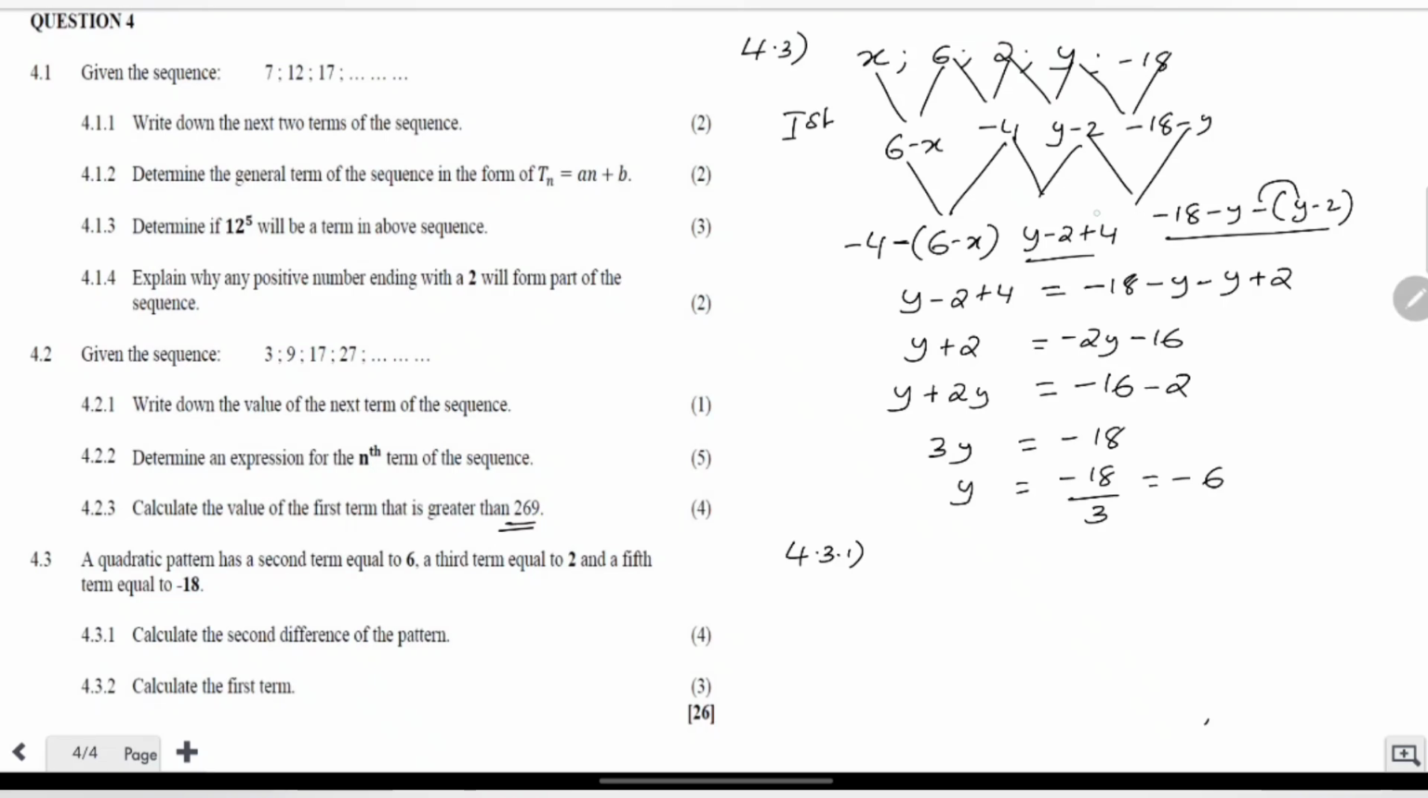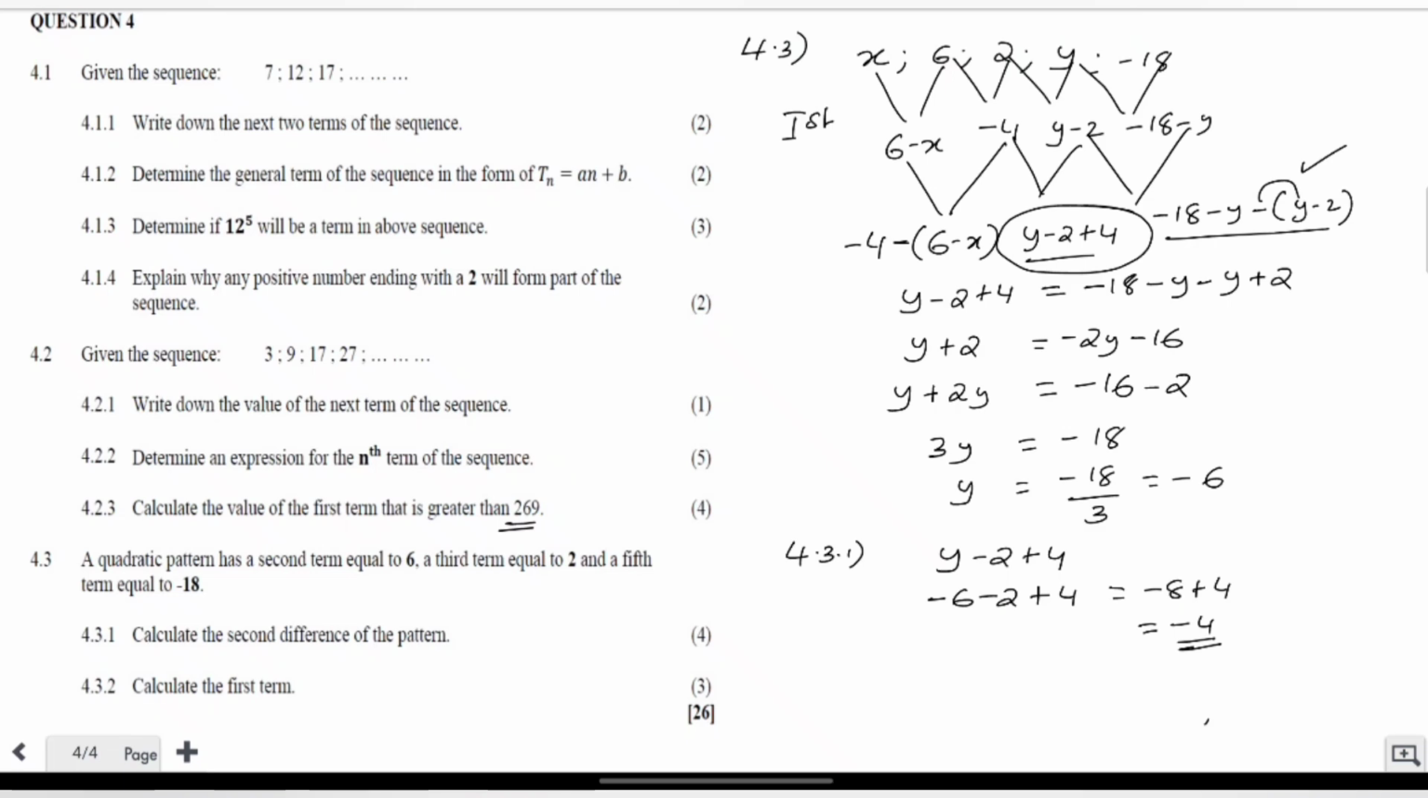So what is the second difference? You can take any second difference with the y. So I'm just taking this one. That is y minus 2 plus 4, and y you have to replace with minus 6. That is minus 6 minus 2 plus 4. You will get the answer. So it's going to be what? Which is equal to, when you do it, it's minus 8 plus 4, which is going to be minus 4. That is the second difference. Or you can take this one and substitute. So different ways we can do it. That minus 4 is the answer.